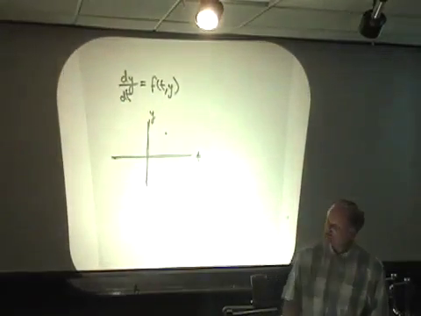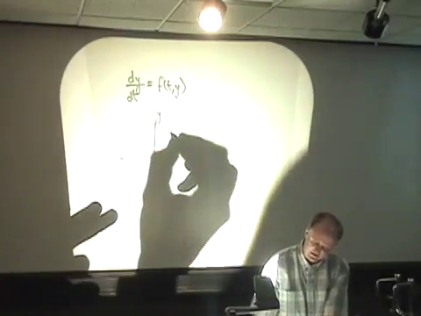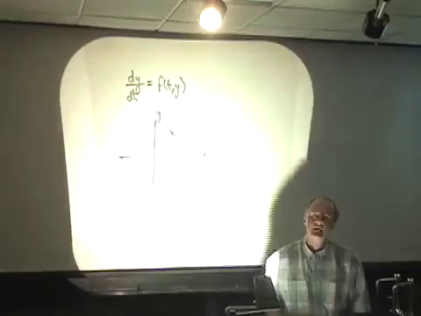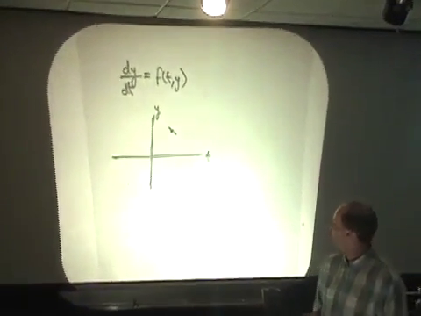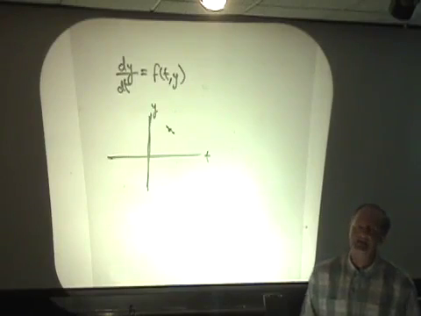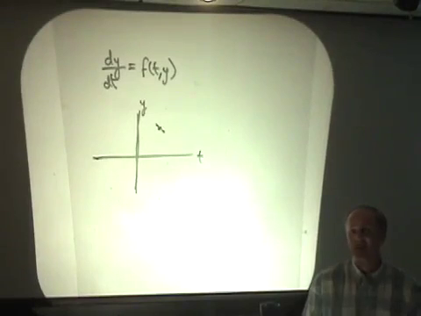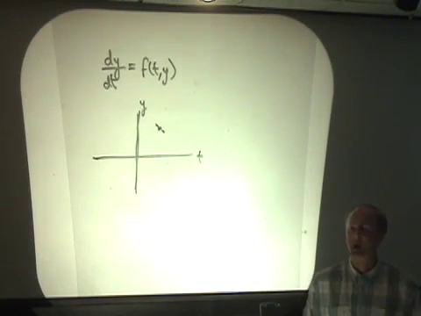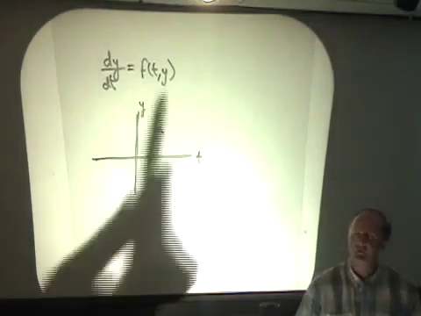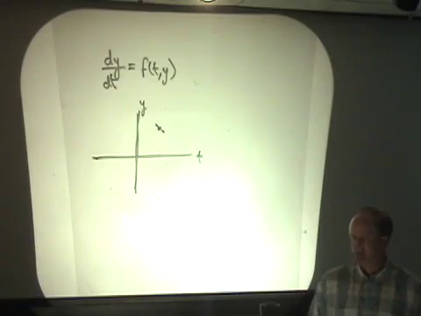For any point t comma y or x comma y in the plane, no matter where you pick it, you can plug that point into the right-hand side. Whatever number you get out, let's pretend it's -1, you make a little mark in the plane whose slope is equal to that value, in this case -1. And the differential equation says that solutions have to follow the slope field in such a way that the slope of a solution curve is always equal to the value of the right-hand side anytime you pass through the middle of one of these line segments.